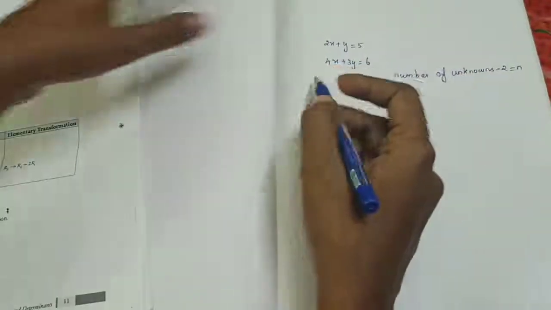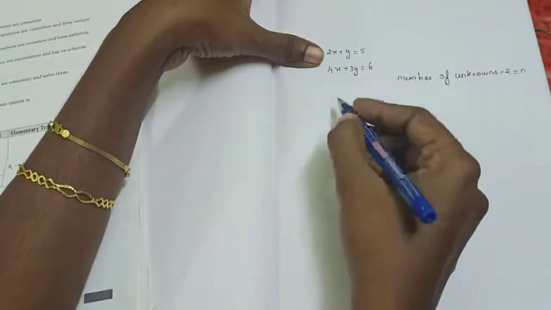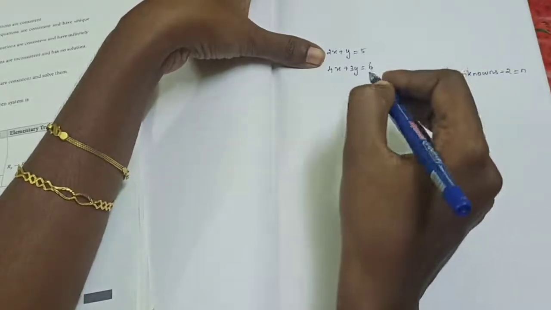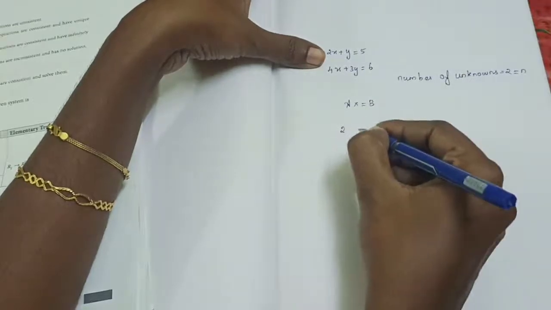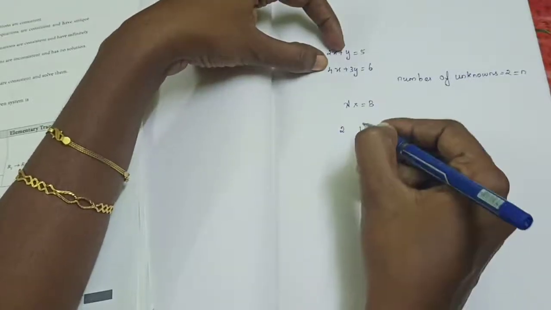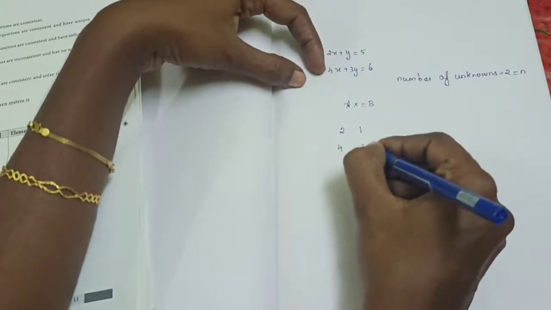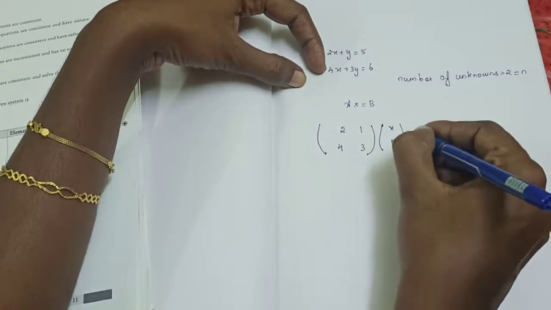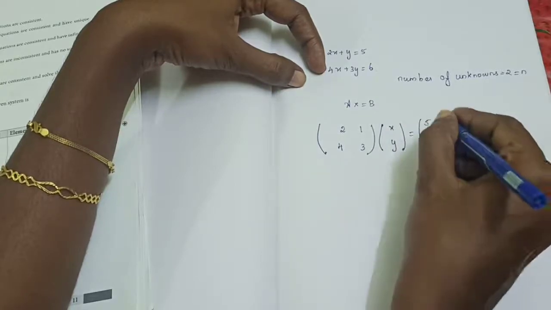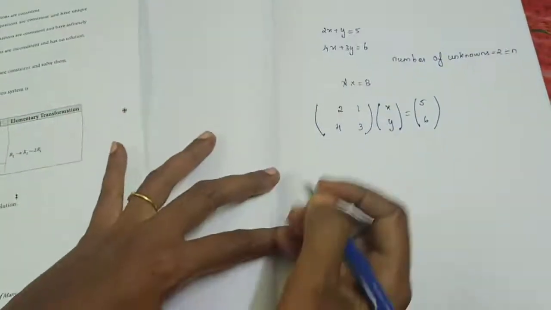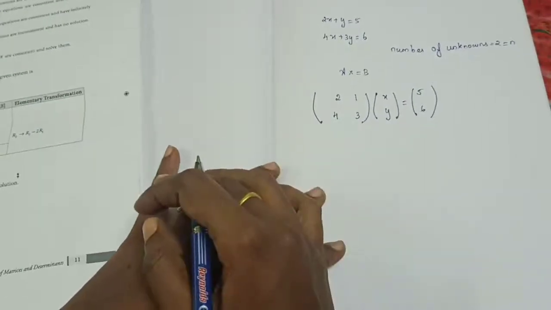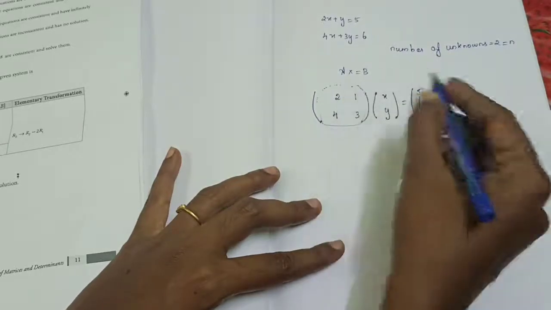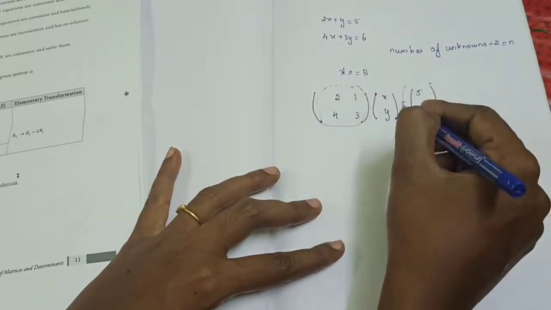Listen, how will we write this in the form AX equal to B? You have learned all this last year. So the coefficients are 2 and 1, then 4 and 3, then X, Y is equal to B, that is 5, 6. Got it? So now it is in the form AX equal to B. Now you know this is matrix A and this is matrix B.